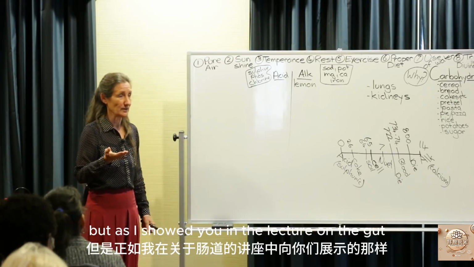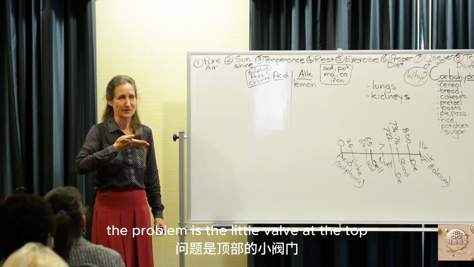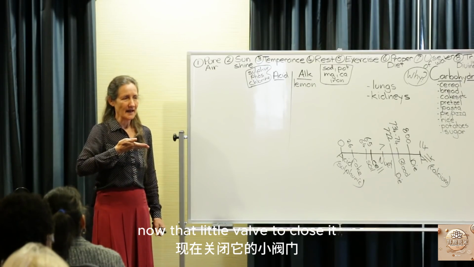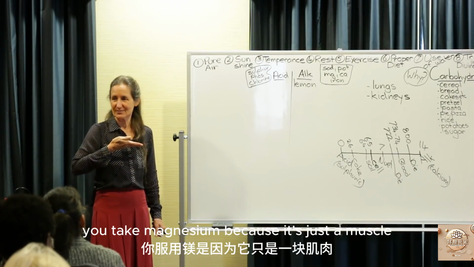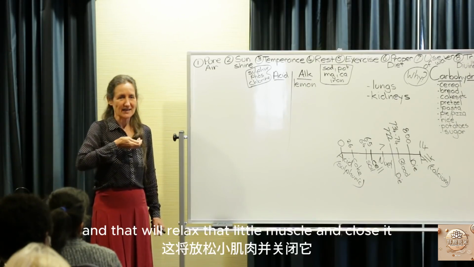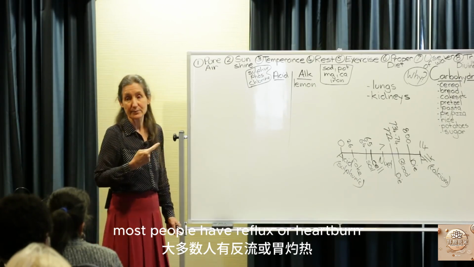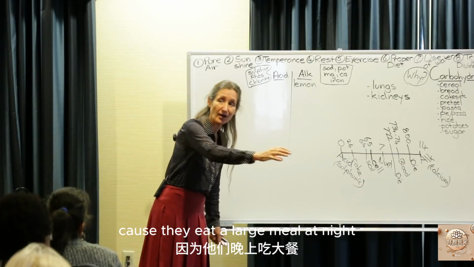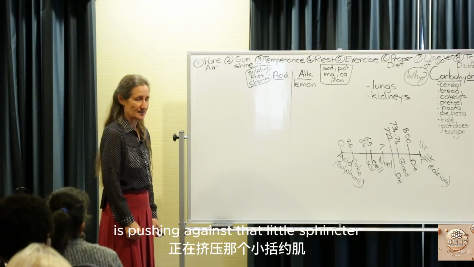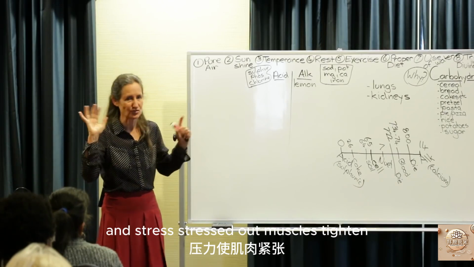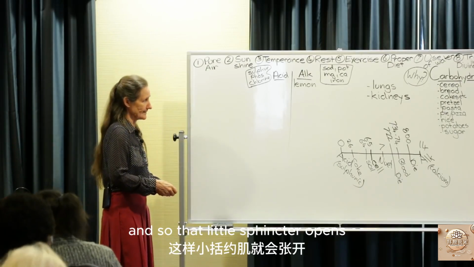But as I showed you in the lecture on the gut, the problem's not the acid, the problem is the little valve at the top. Now that little valve, to close it, you take magnesium because it's just a muscle. And that will relax that little muscle and close it. Most people have reflux or heartburn because they eat a large meal at night. So when they're lying down, that large meal is pushing against that little sphincter and stressed out. Muscles tighten and so that little sphincter opens.